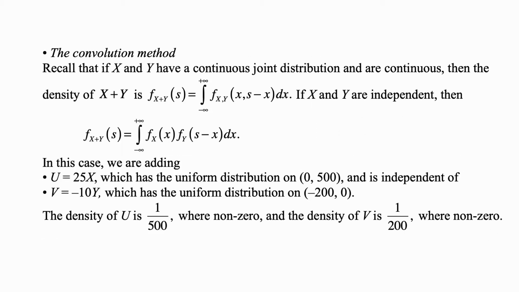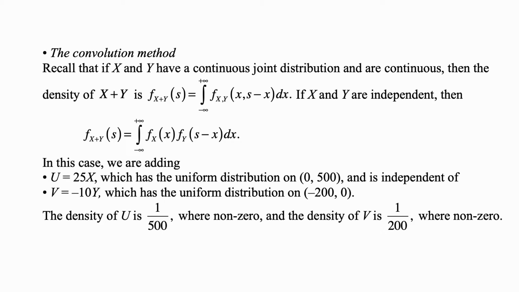Here is the second approach, the convolution. Recall that if x and y have a continuous joint distribution and are continuous, then the density of x plus y is f sub x plus y of s equal to the integral from minus infinity to plus infinity of f sub xy of x, s minus x dx. And if x and y are independent, then the joint density is written as a product of the two densities. So this becomes f sub x plus y of s equal to the integral from minus infinity to plus infinity of f sub x of x times f sub y of s minus x dx.